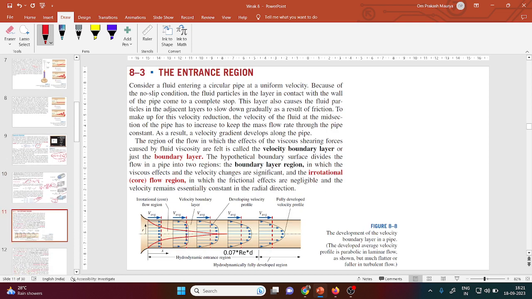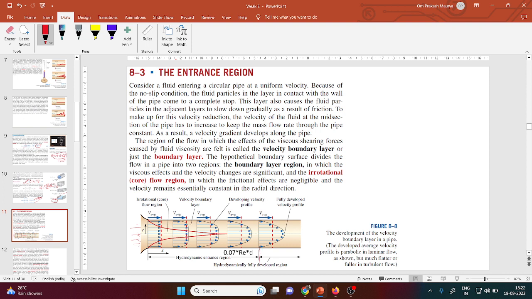Now this is a very interesting thing. People were always asking, whenever you go for some interview, what is the development length? Let's say the pipe is there and the water is flowing from here with the average velocity. So the velocity diagram is like that, not the parabolic one. After a certain distance, the velocity will be parabolic.